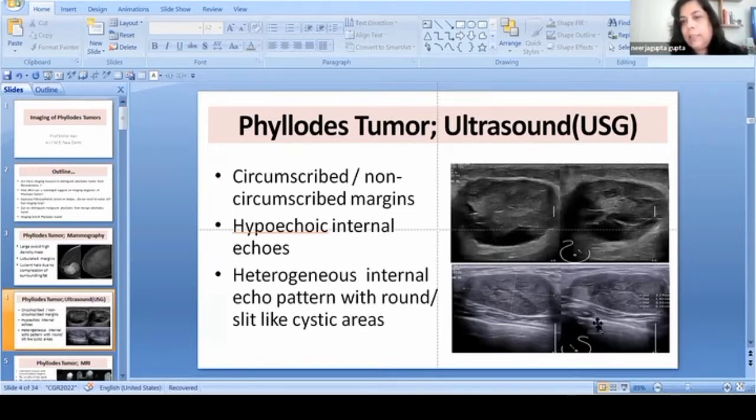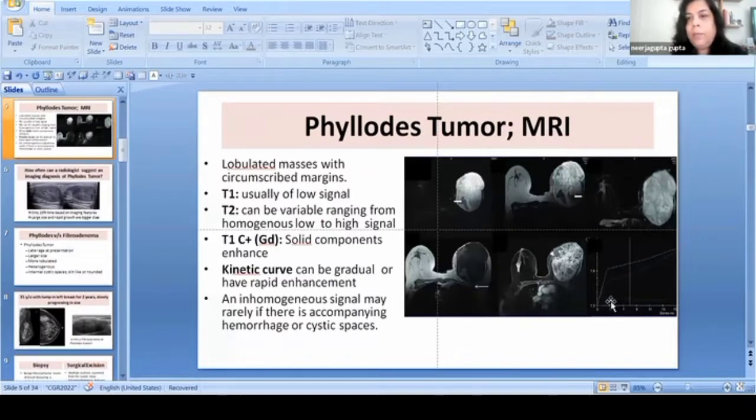In this 13-year-old girl, we could give a pre-biopsy diagnosis of phyllodes because of these cystic spaces, which are very slit-like in this image. Now, MRI is not commonly performed to diagnose phyllodes, because once you see the tumor on mammography and ultrasound, you would straight away go for an ultrasound-guided biopsy.